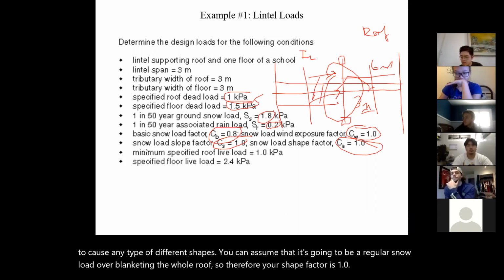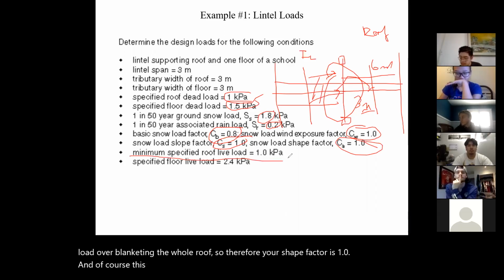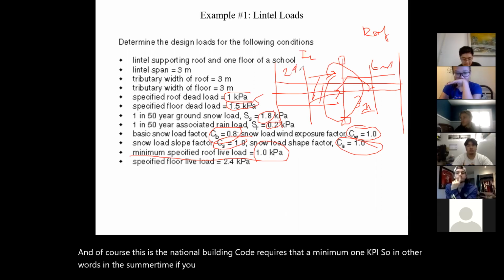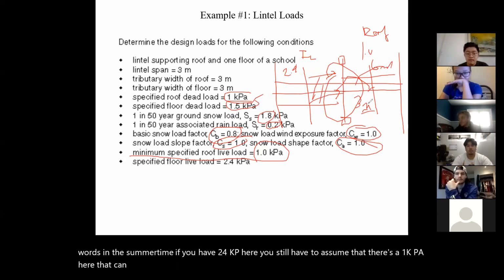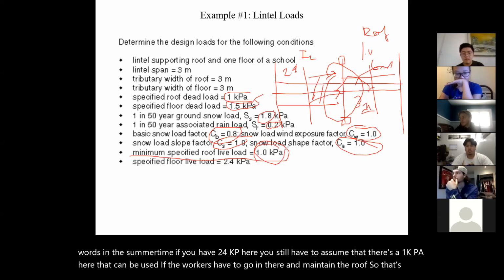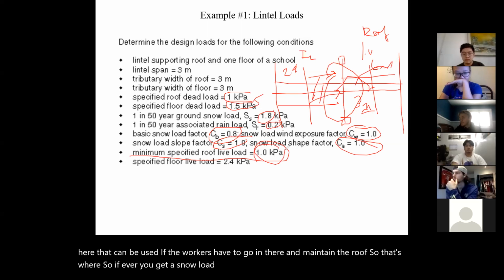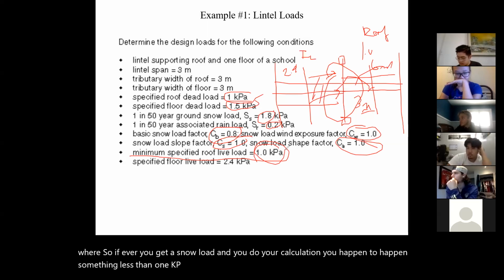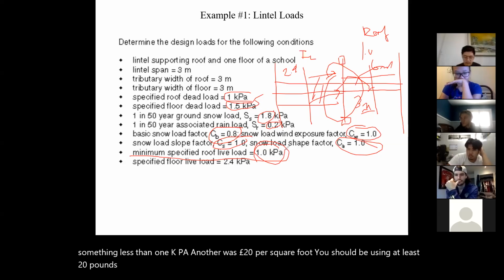And of course, the National Building Code requires a minimum of 1 kPa, so in other words, in the summertime, if you have 2.4 kPa here, you still have to assume that there's a 1 kPa here that can be used if the workers have to go in there and maintain the roof. So if ever you get a snow load and you do your calculation, you happen to have something less than 1 kPa, in other words, 20 pounds per square foot, you should be using at least 20 pounds per square foot, 1 kPa.